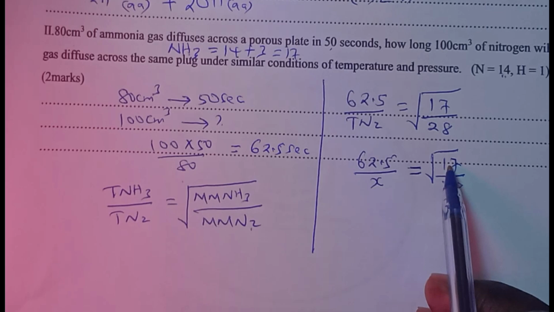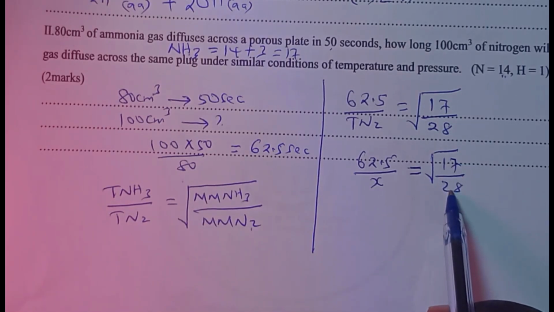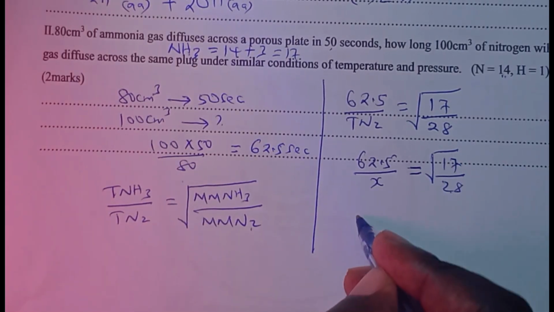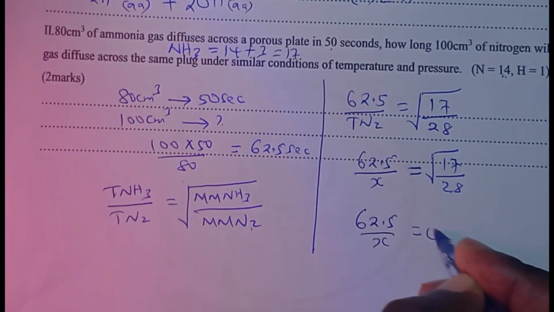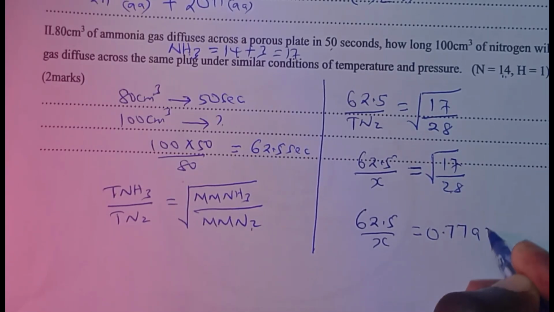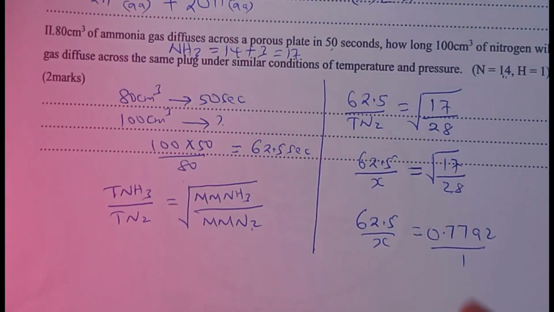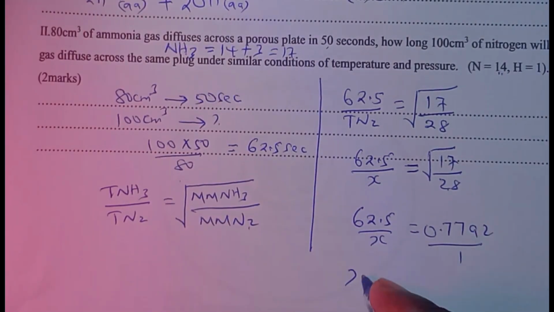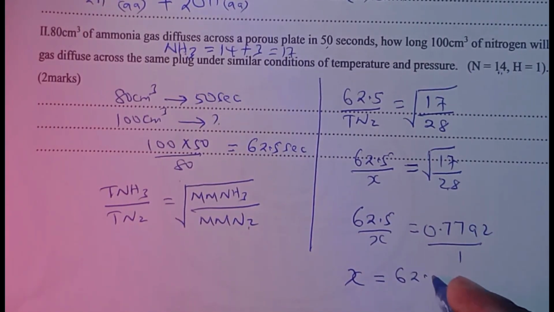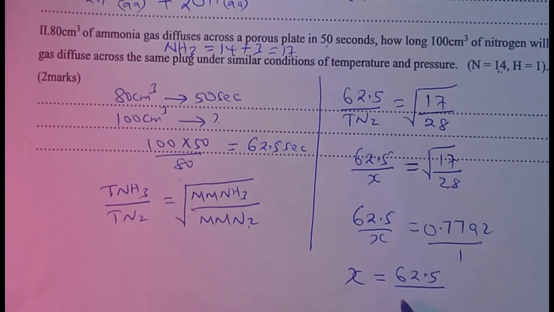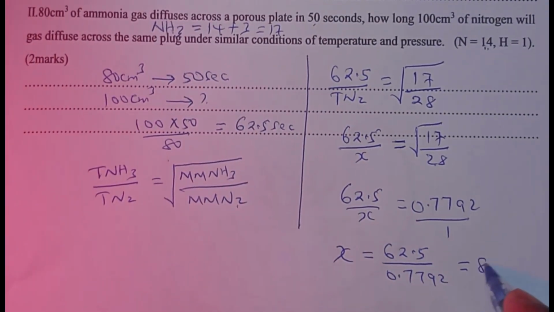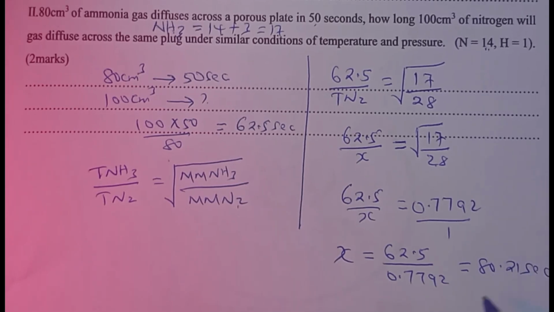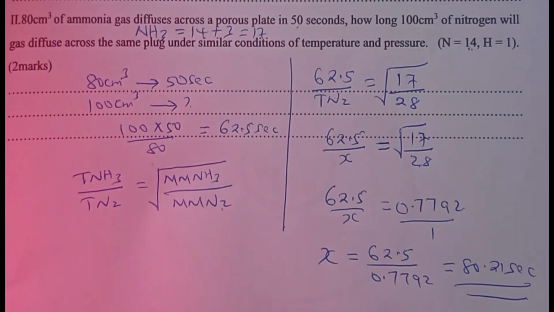If you take 17 divided by 28 and get the square root of the answer, we are going to have 62.5 over x equal to 0.7792. If we divide this over 1 and cross multiply, the value of x is equivalent to 62.5 divided by 0.7792, and this gives us an answer equivalent to 80.21 seconds, and that is the answer to this particular question.